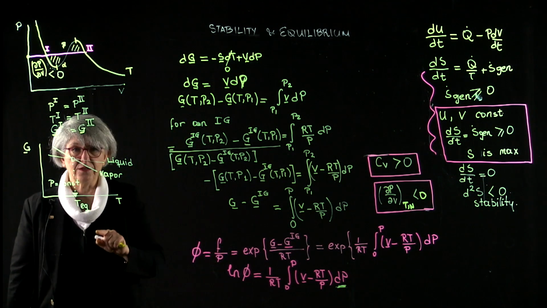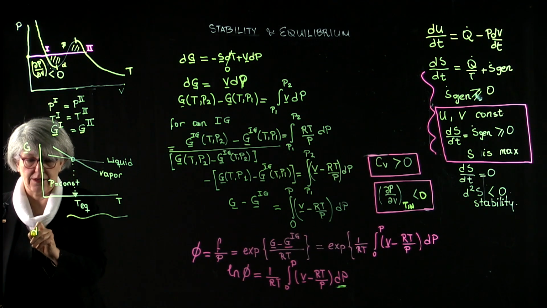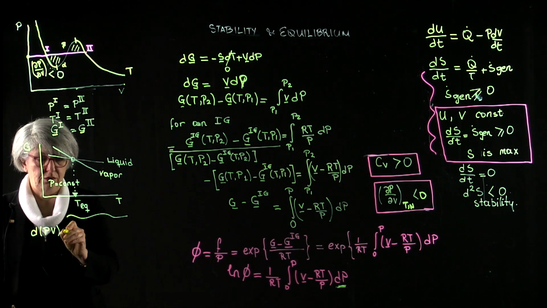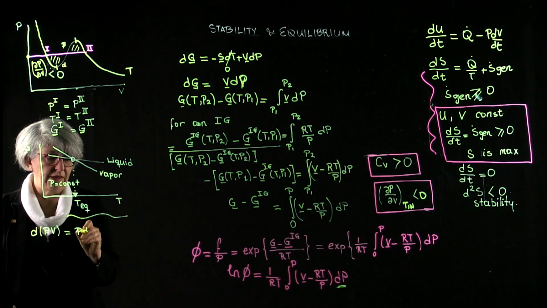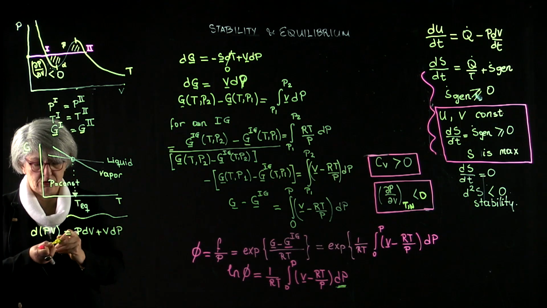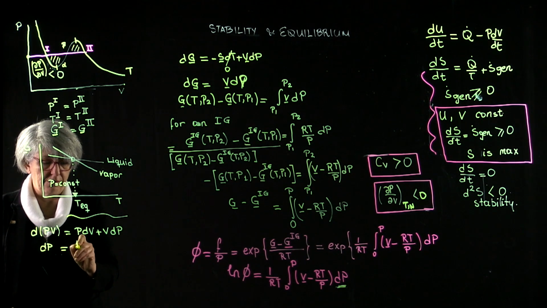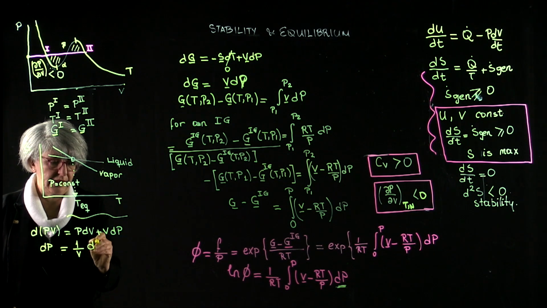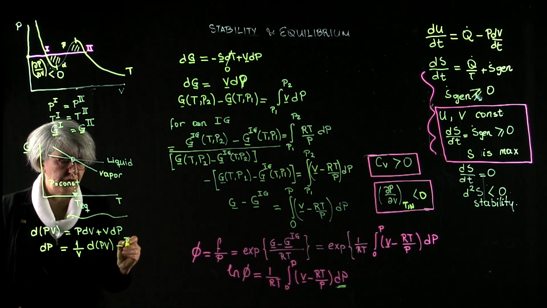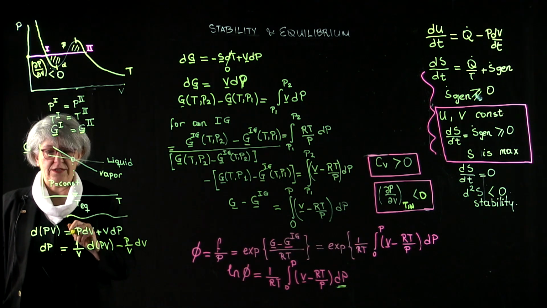So let us start from a derivative of PV. This is going to be equal to P dV plus V dP. In other words, dP is equal to 1 over V d(PV) minus P over V dV. So I will do some algebra here.